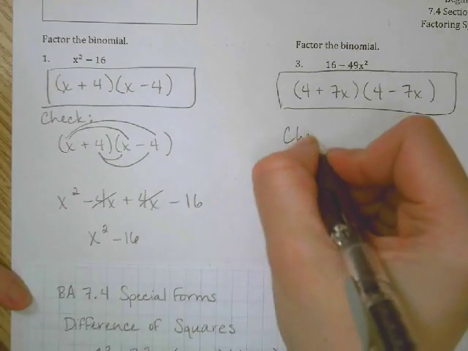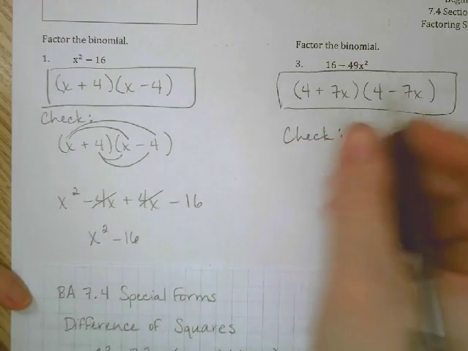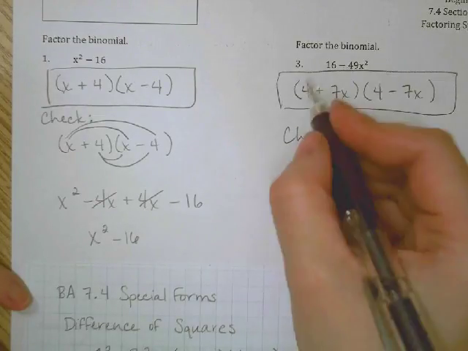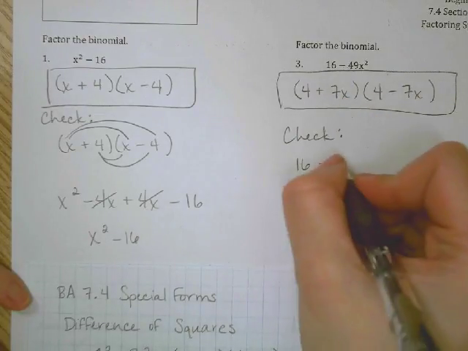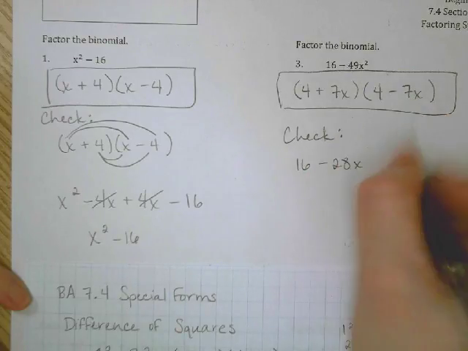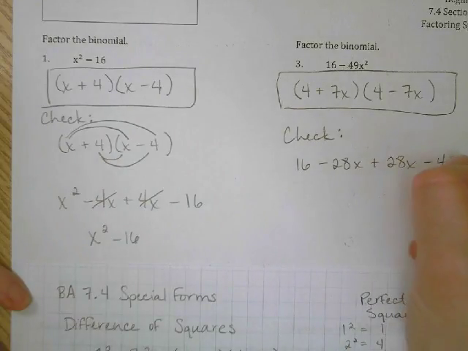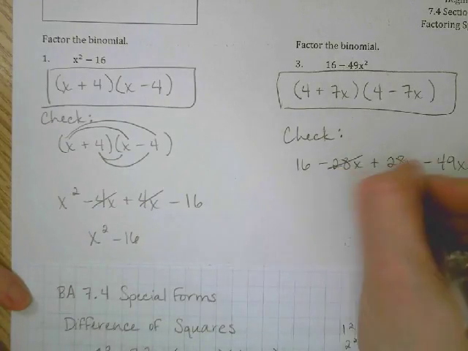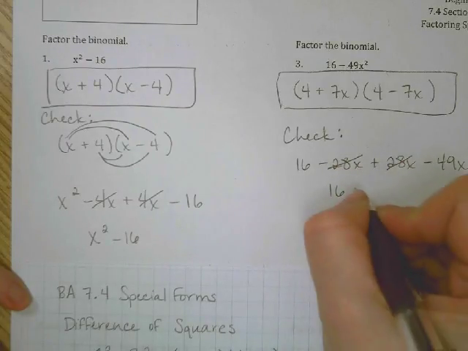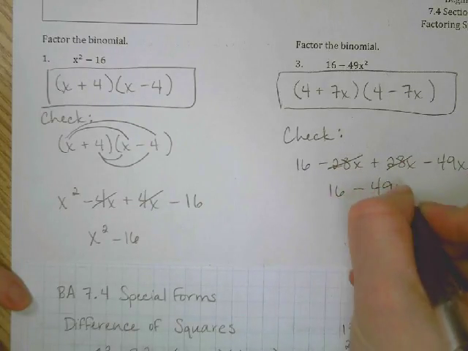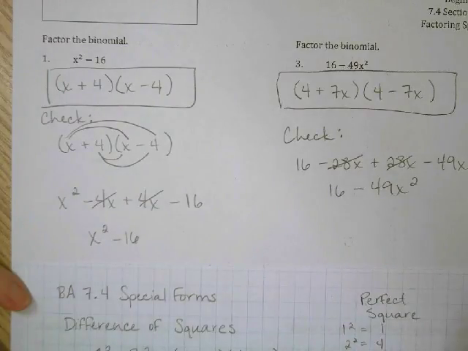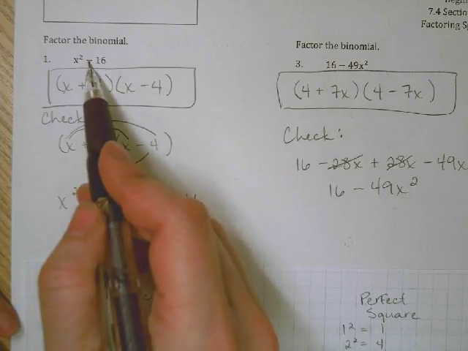If we multiply that out, we have 16 minus 28x plus 28x minus 49x squared. Once again, those center terms add out and we're left with 16 minus 49x squared, which is what we started with. So that is the difference of squares. An important thing to note, it has to be minus, otherwise it doesn't work.